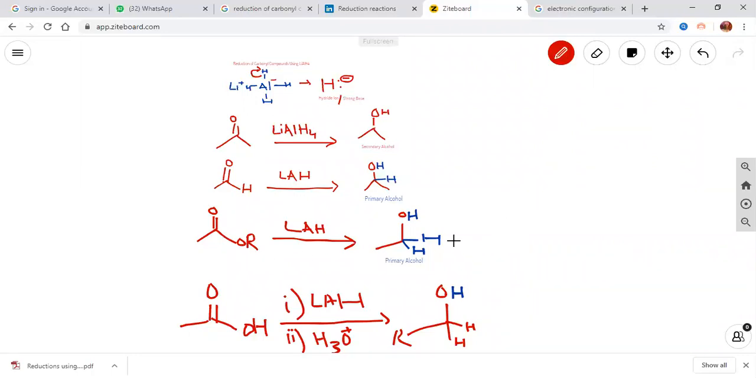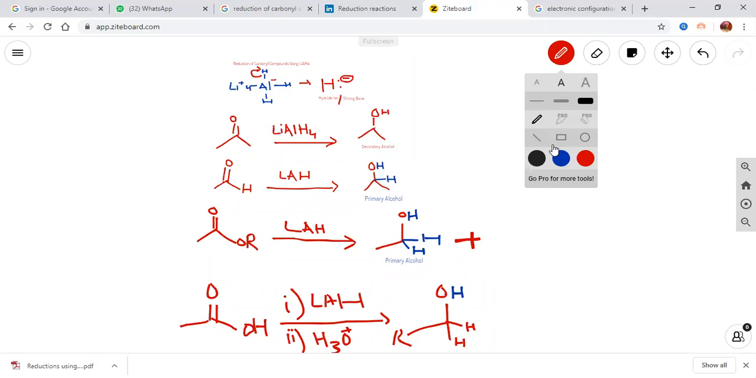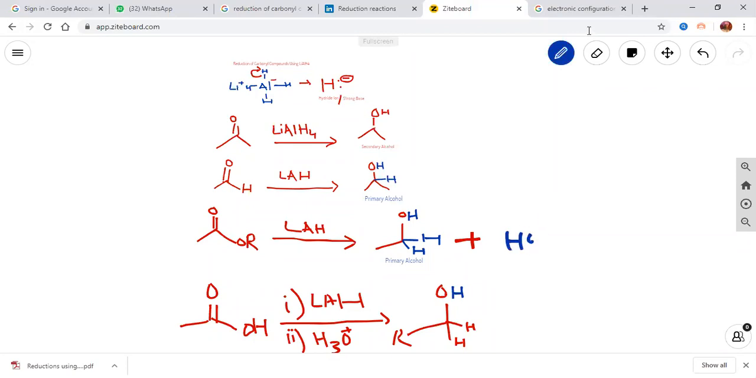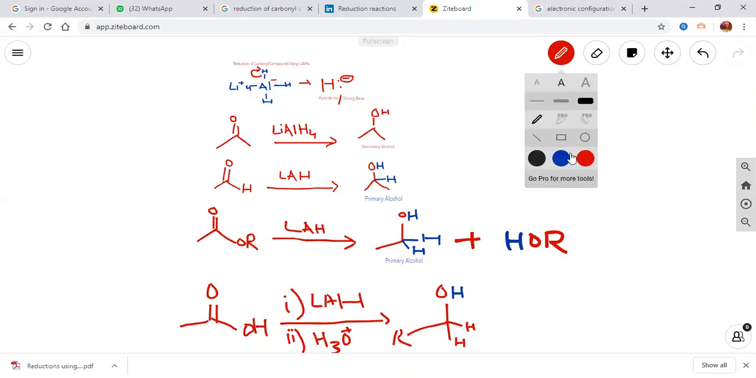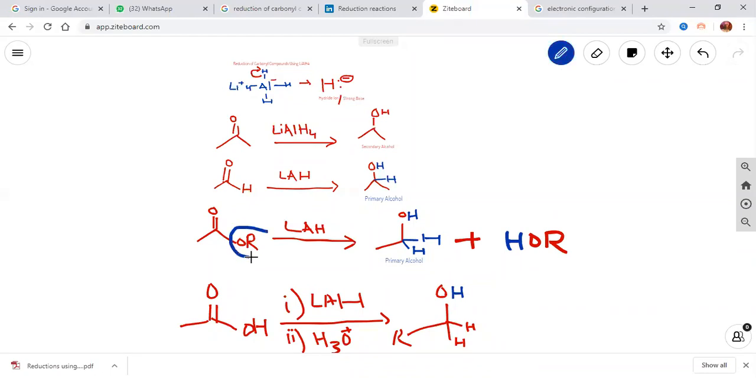And along with this primary alcohol, another product is formed, which is another alcohol. This OR is a better leaving group, so it forms another alcohol. Understood?